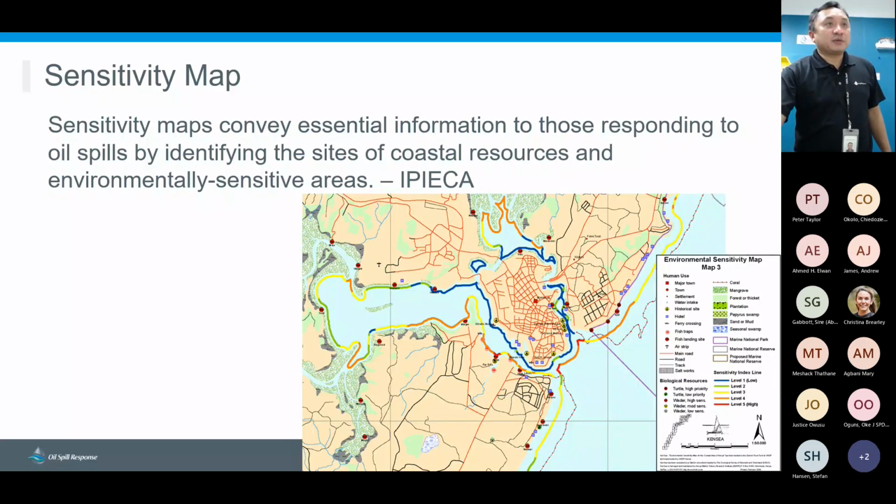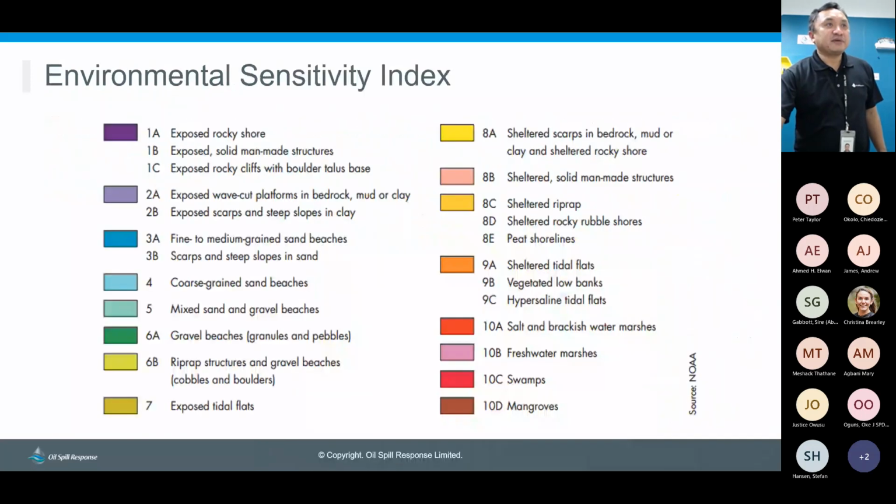A couple of things that you would map, as I mentioned, are the different types of shoreline. For example, as you can see from the slides, there are a number of types of shoreline, and these are ranked in a criteria called the environmental sensitivity index. The higher the number, the more sensitive the shoreline. As you can see, mangrove would be the most sensitive type of shoreline. By plotting or including this on the map, this would give you an idea of which type of shoreline or environmental asset you would need to prioritize in the event of a spill.